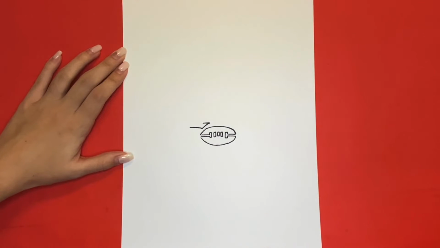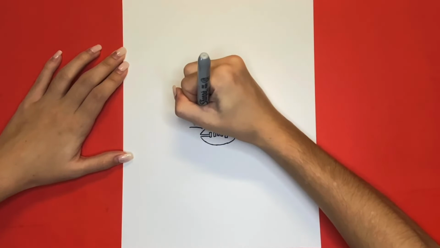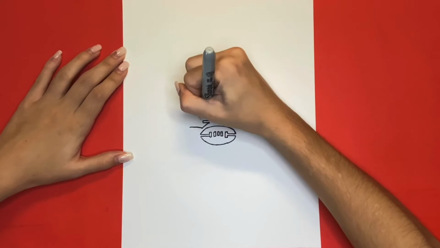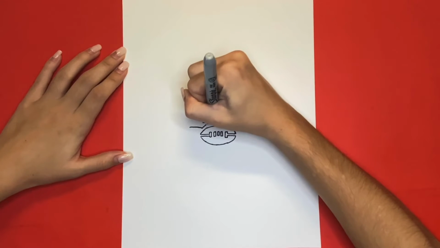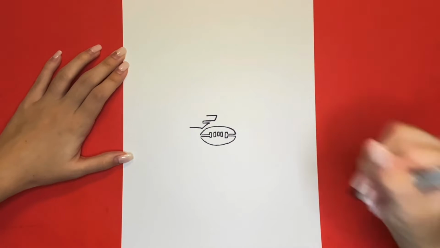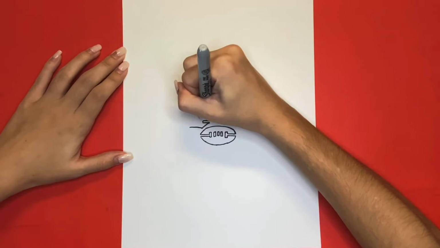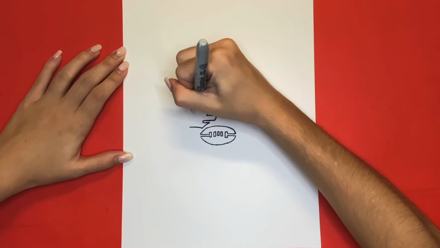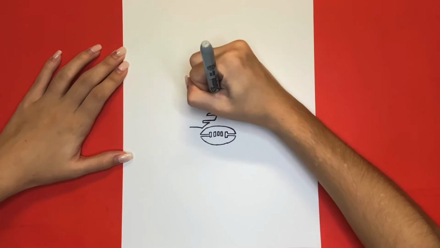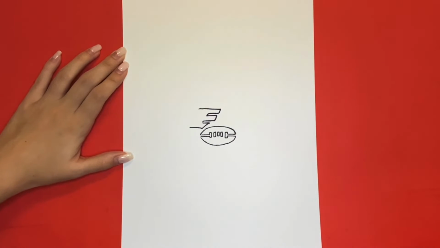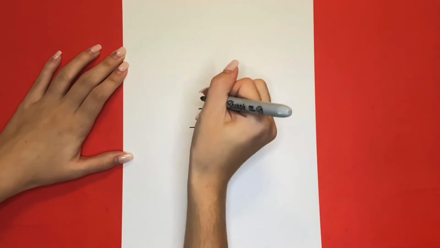Then we will draw a rectangular shape above that for the middle part of the E. And another rectangular shape above that for the top part of the E. Then we are going to draw a long line on the left side connecting the top and bottom of the E.